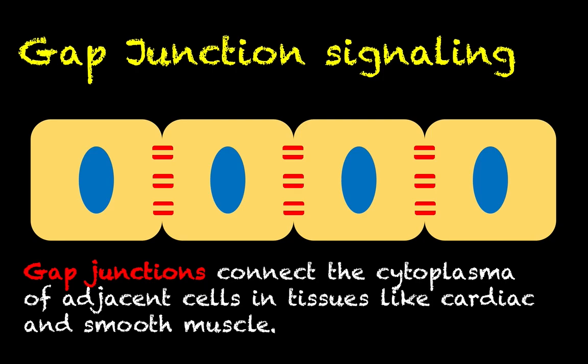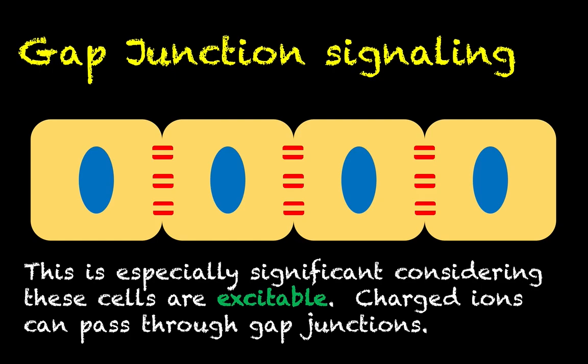Okay, so to finish up this discussion on local communication, let's talk about gap junction signaling. We've mentioned gap junctions before as being a major junction protein found in the intercalated discs between cardiac muscle fibers and cardiac muscle tissue. As a reminder, gap junctions connect the cytoplasm of adjacent cells in tissues like cardiac and smooth muscle, so that molecules small enough to flow through these open gap junction channels can move from the cytoplasm of one cell to the cytoplasm of another, as long as those cells are connected like that.